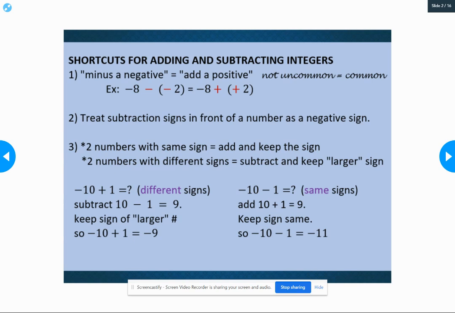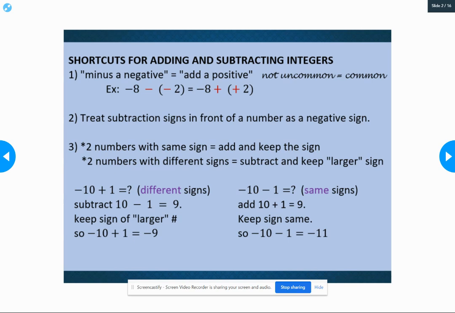First of all, if you ever have minus a negative, right away change that to adding a positive. So -8 minus -2, see how you have a minus and a negative right next to each other? Make that plus a positive.